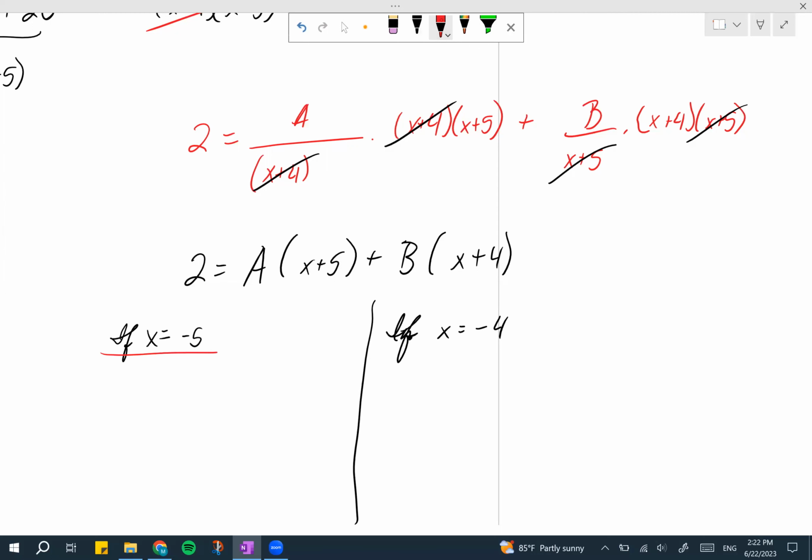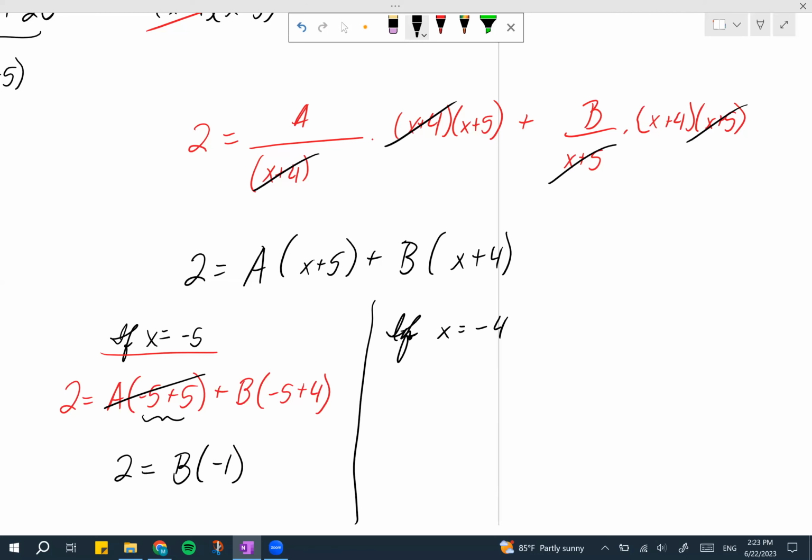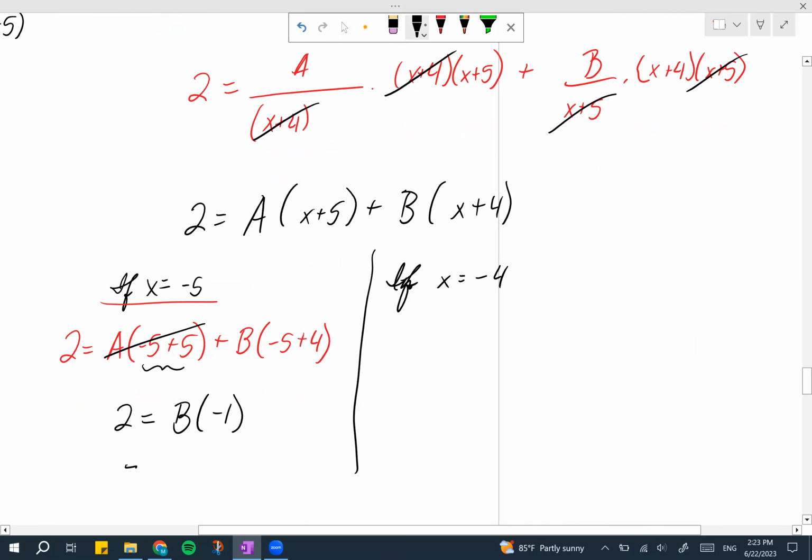In the case where x equals -5, I'm going to have 2 is equal to A times -5 plus 5 plus B times -5 plus 4. And right here, this is 0, so I don't have to worry about the A, and I'm going to get 2 is equal to B times -1, which gives me negative B is equal to 2, so B is equal to -2. And I got one of my numbers.